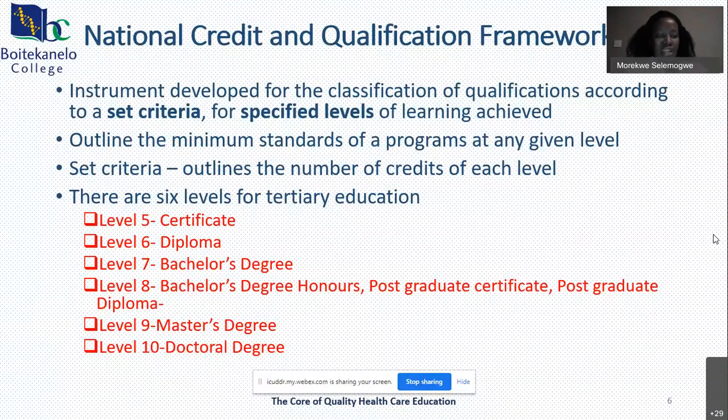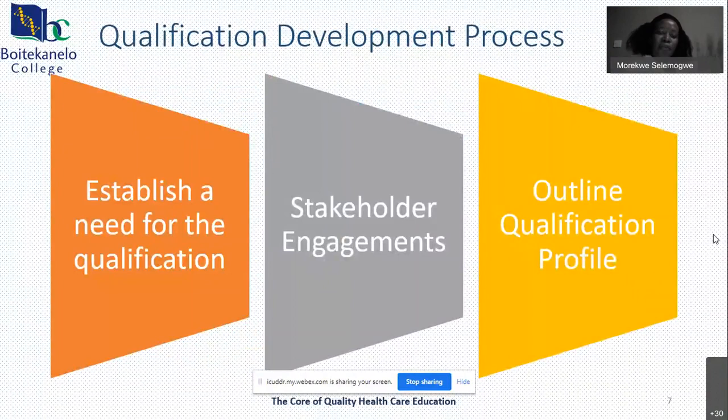In terms of tertiary education, this is where we were at in terms of what we as an institution want to offer. We had the option of a certificate, a diploma, a bachelor's degree, honors, postgraduate certificate, postgraduate diploma, master's or doctoral degree. But before we decide on the qualification that we are going to offer, we had to establish the need for that qualification. Similar to what Moses had already shared in terms of ICDD, our implementation plan, there's a need that has to be established for the qualification.